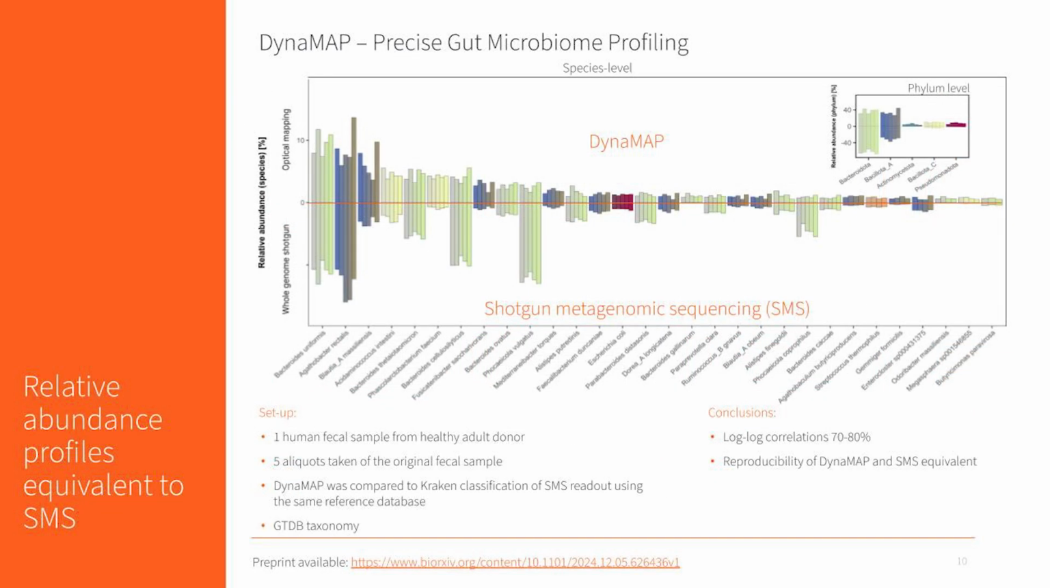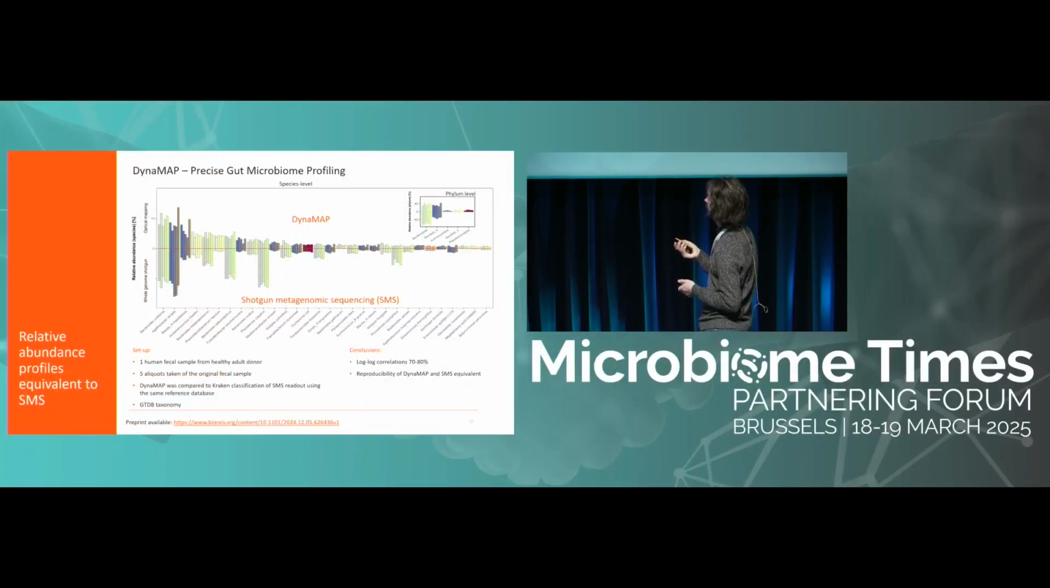You might also be interested, but how does it compare on a gut microbiome sample with shotgun sequencing? And this is one experiment where we looked into that. We have here one fecal sample analyzed 5 times with our method, Dynamap, which is a version of optical mapping. And then we also analyzed the same DNA with whole genome shotgun sequencing. So you can see the relative abundance that is plotted here at the species level.